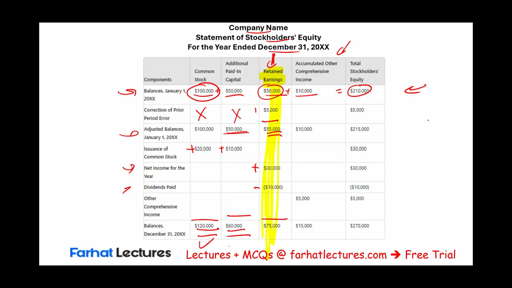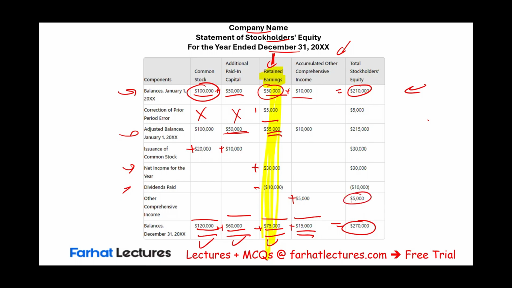So we did common stock, additional paid-in capital, and retained earnings. Accumulated other comprehensive income, don't worry about this. It's an equity account. We started with 10,000. Then we had an adjustment. We added 5,000. Don't worry about what that adjustment is. We end up with 15. Now we can go across: 120 plus 60 plus 75 plus 15 equals 270. So the total equity is 270.